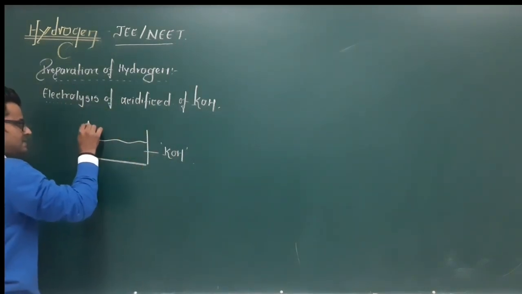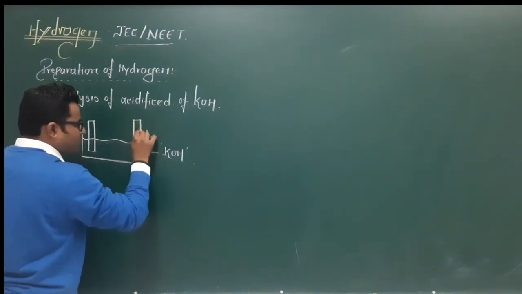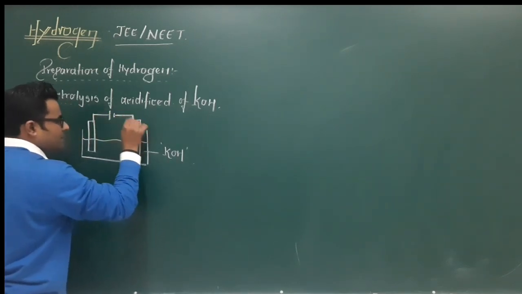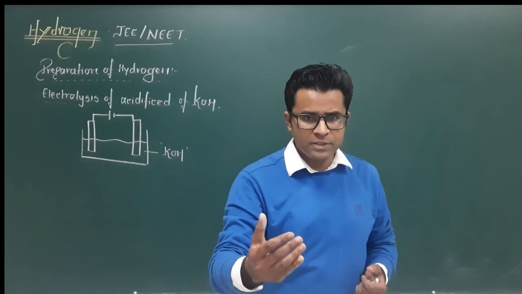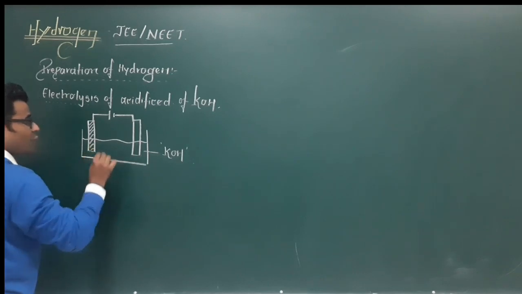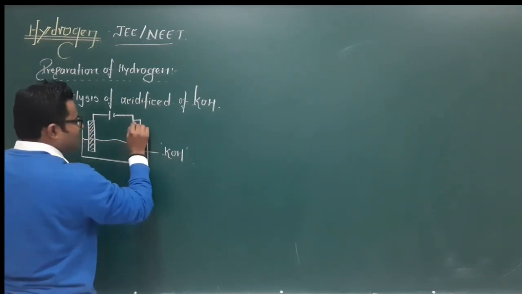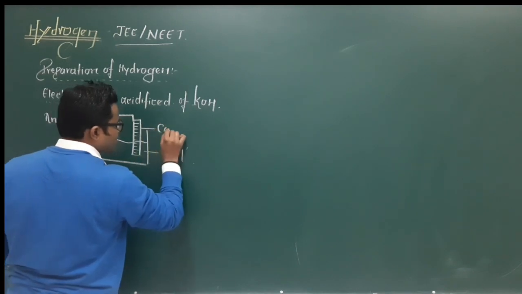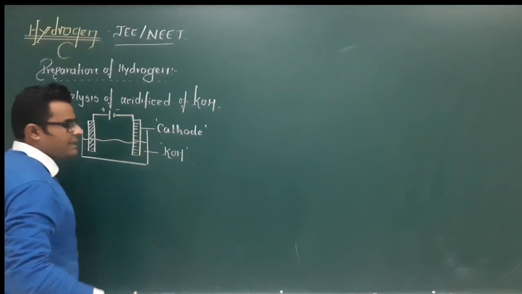Now, in this particular setup, we are going to dip in 2 rods. Once they are connected to a battery, it will start to generate charges. The one metal connected to the positive terminal of the battery acts as the anode, while the other, connected to the negative terminal, acts as the cathode. And this is the cathode here. So, positive and negative.